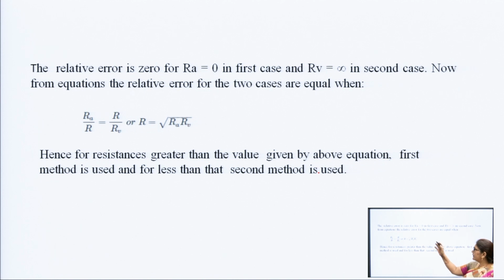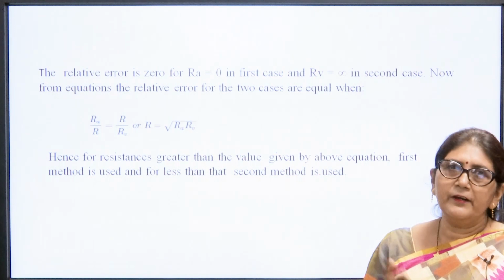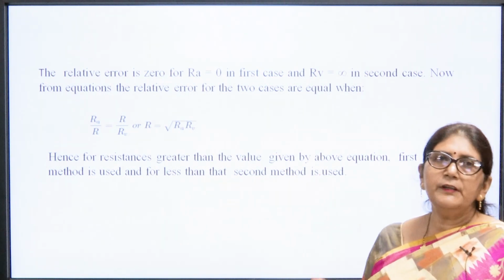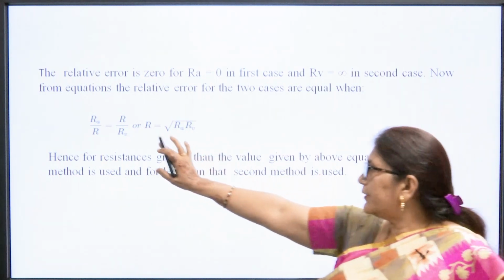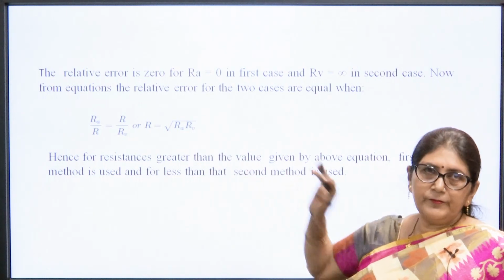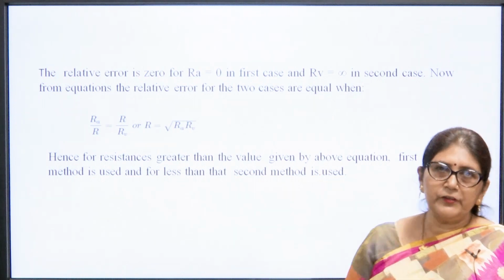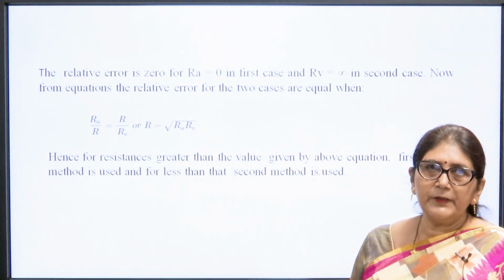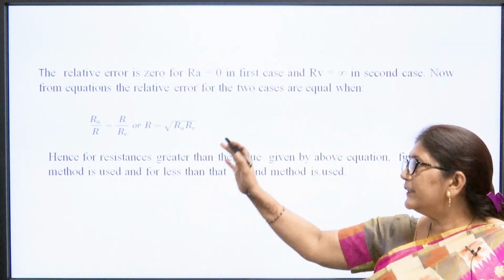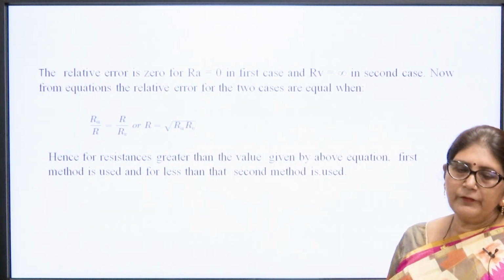Similarly, the relative error is 0 for RA equal to 0 in the first case, which I have already discussed, and for the second case the error is 0 when RV is equal to infinity. Now, when we equate the relative errors of both the equations, we get R equal to root RA RV. By this formula we can decide which method is preferred for which resistance measurement. Hence, for a resistance greater than this value, we will use the first method, and if the resistance is less than this value, we will use the second method.